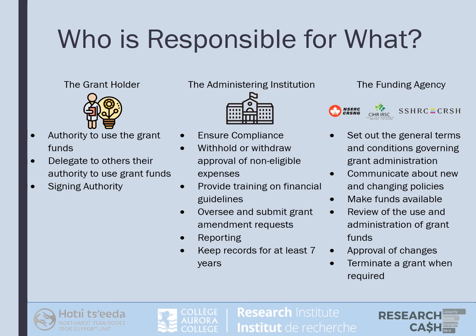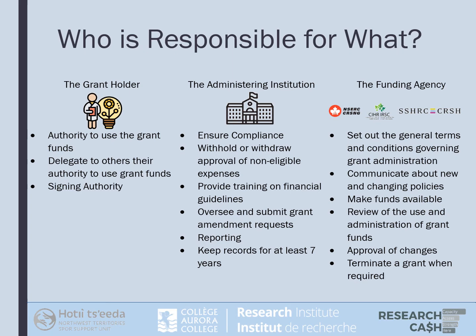annual reports, and they keep complete and accurate records and reporting on the use of agency funding for at least 7 years. And so the grant holder and the administering institution are in partnership to represent to the funding agency that the research funds are being used ethically, responsibly, and accounted for, and all of that for 7 years.